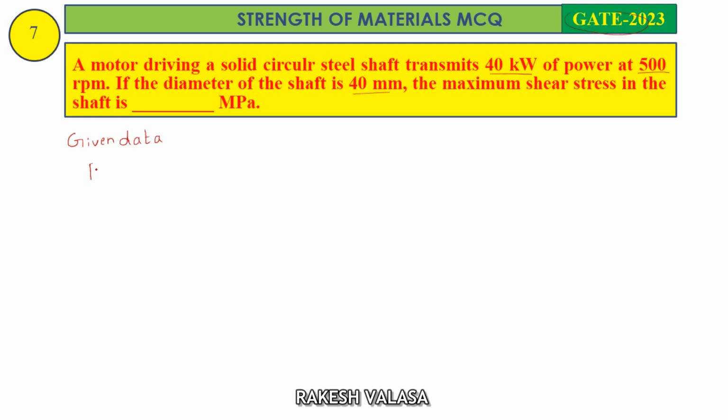Power is given, that is P equal to 40 kilowatts. So you can write 40 into 10 power 3 watts. Speed is also given, n equal to 500 rpm. Shaft diameter is given, that is d equal to 40 mm. So you can also write radius 40 by 2, that is 20 mm. He has asked for the maximum shear stress in the shaft, tau equal to how much?